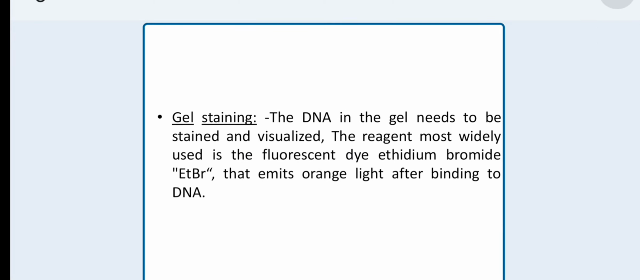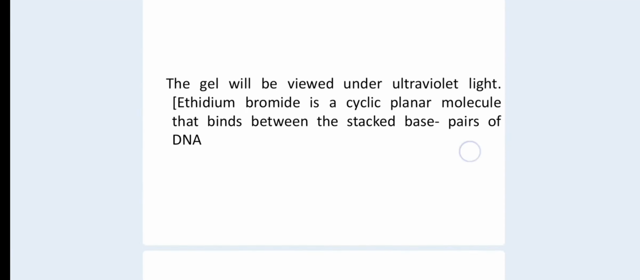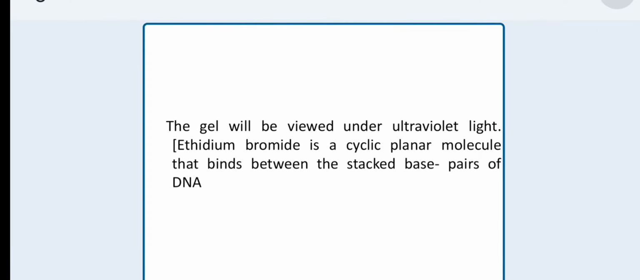Next is gel staining. The DNA in the gel needs to be stained and visualized. The reagent most widely used is a fluorescent dye like ethidium bromide, EtBr, that emits orange light after binding to DNA fragments. The gel will be viewed under UV light. Ethidium bromide is a cyclic planar molecule that binds between stacked base pairs of DNA.